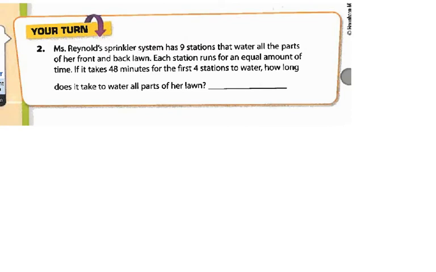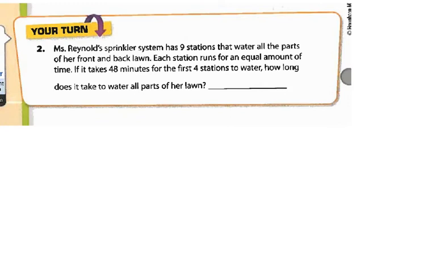So Mrs. Reynolds' sprinkler system has 9 stations that water all parts of her front and back lawn. Each station runs for an equal amount of time. If it takes 48 minutes for the first 4 stations to water, how long does it take to water all parts of her lawn?